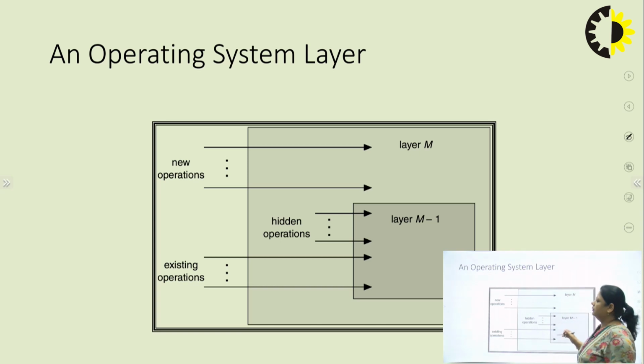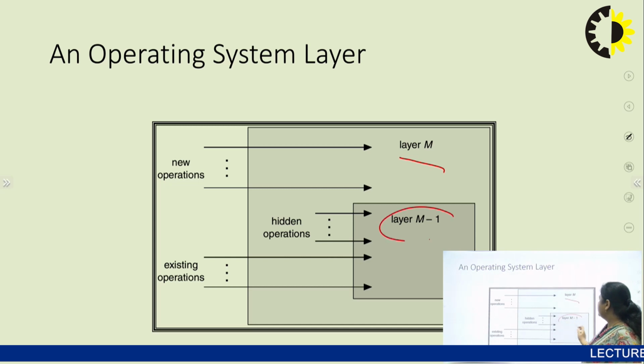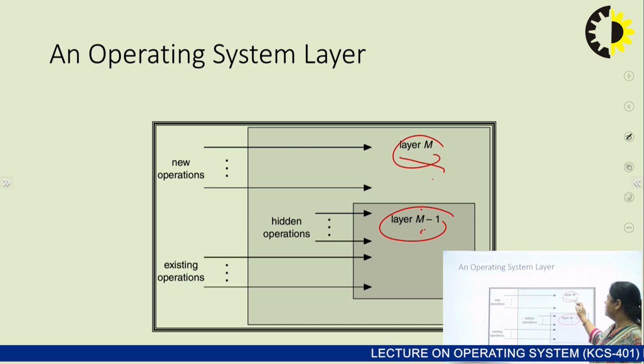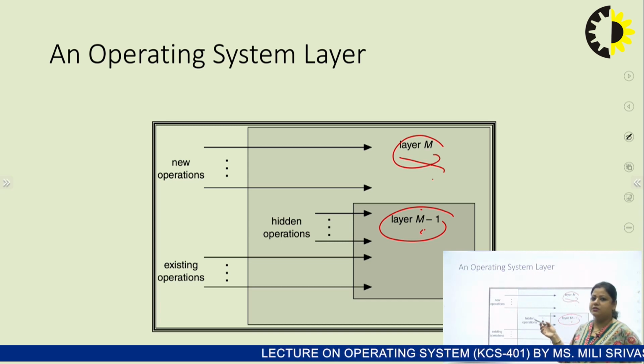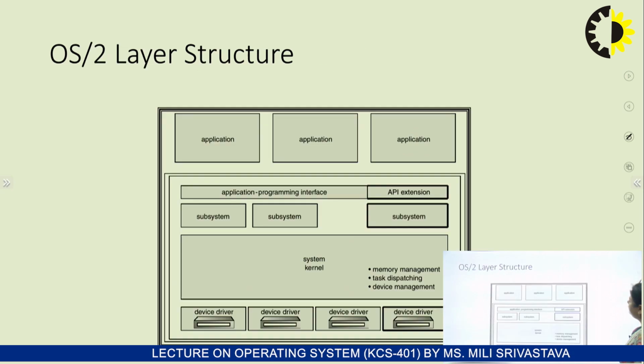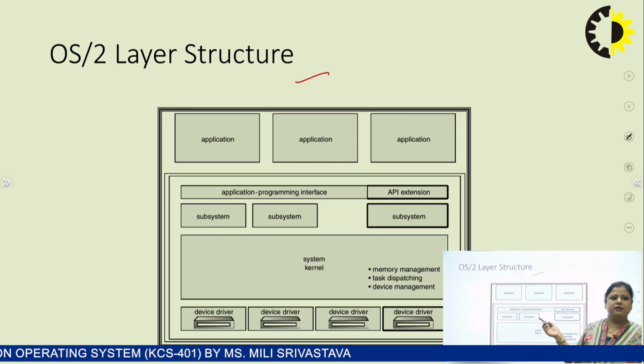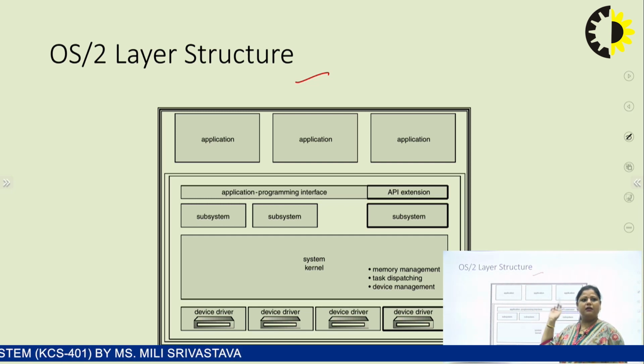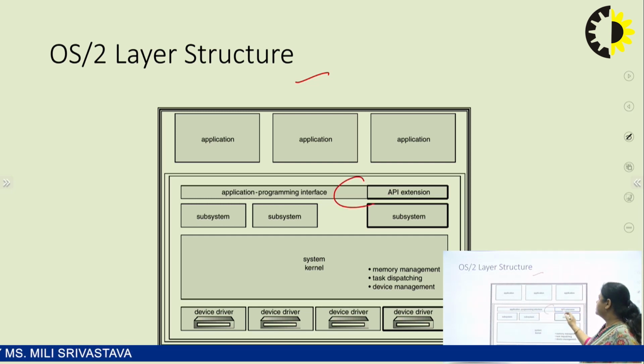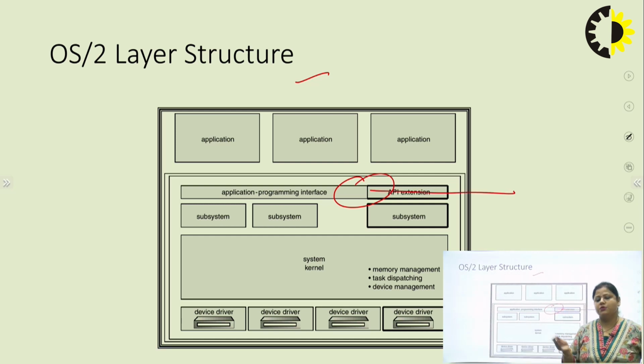This is a diagram or example of layered structure. We can say that layer M and layer M-1. This is the next layer of layer M-1, and this is the next layer of the M-1 layer. So, it is known as M. This is also one example of layered structure. We can say that there are applications, and this layer is used as an interface between the applications and the subsystems. This is subsystems, this is kernel, and these are the drivers.